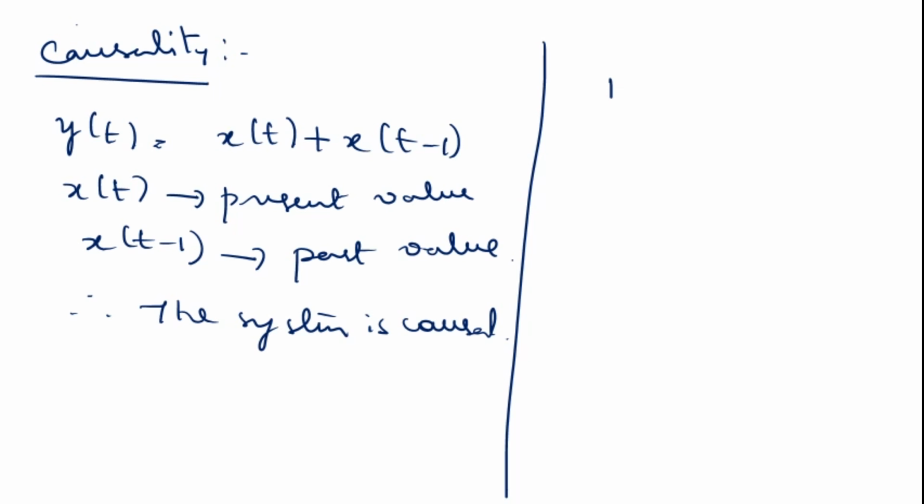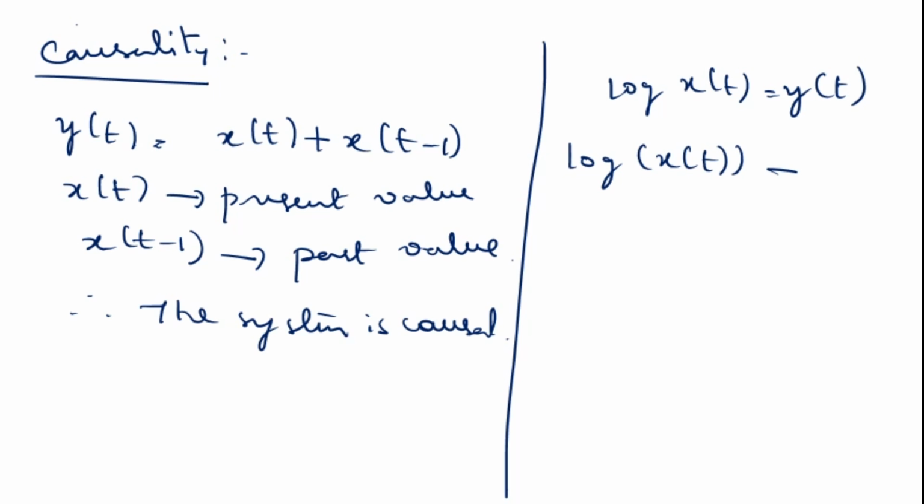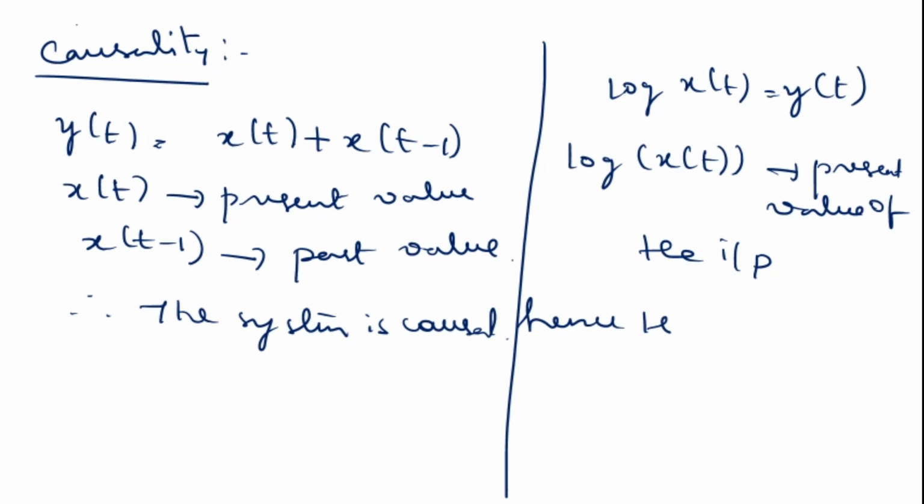Next problem, log x of t is equal to y of t. Log x of t is the present value of the input, hence the given system is causal.